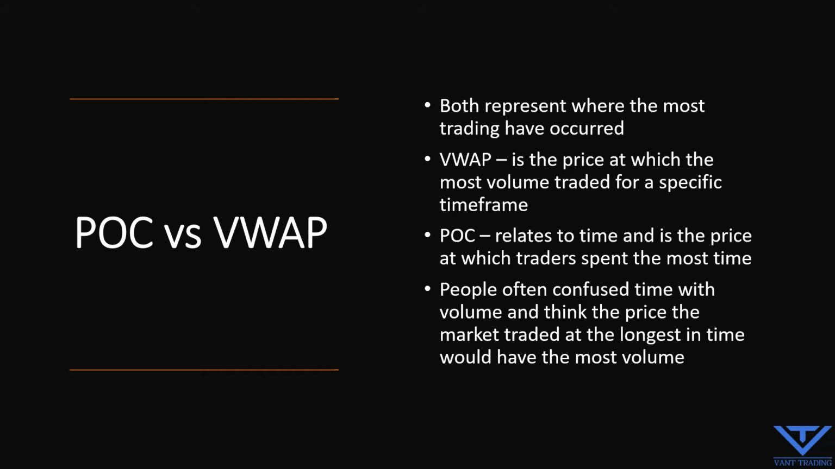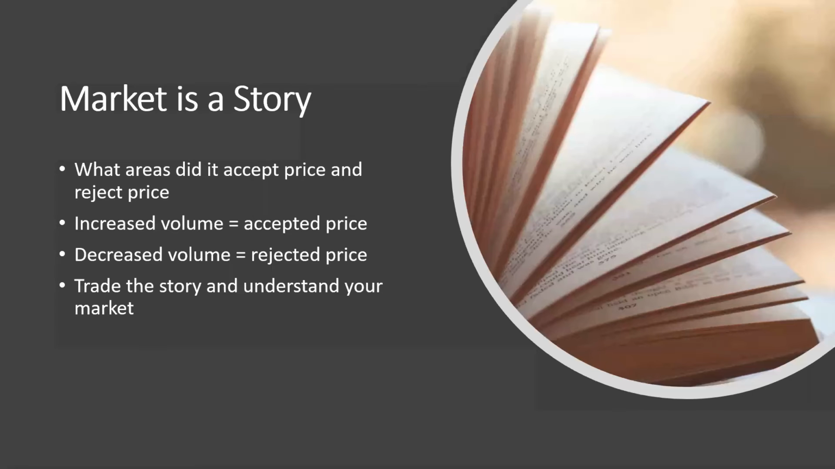Okay, and that's why we're using both point of control and VWAP, because they're both important when you are really looking to analyze the market and find out the relationships and where the key inflection points are. And what you've got to understand as traders is that the stock market is a story. What areas did the market accept price and what areas did it reject price? Where is it in balance?